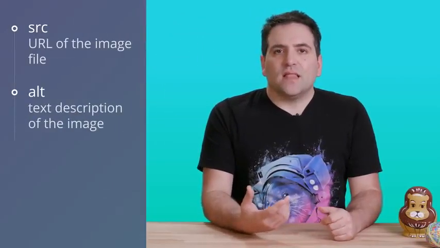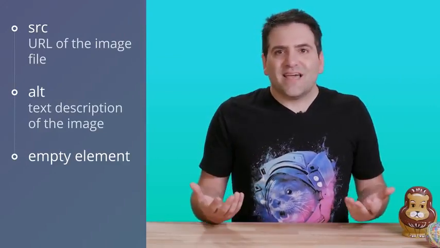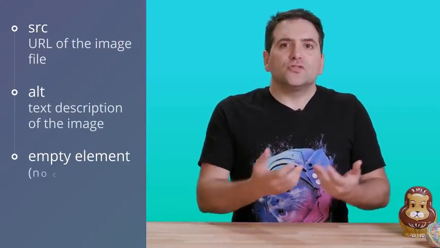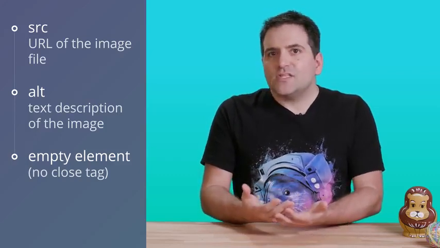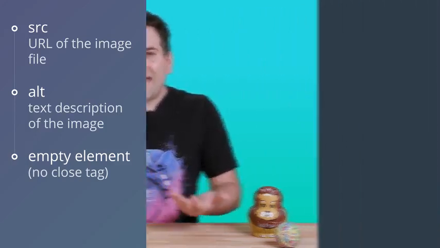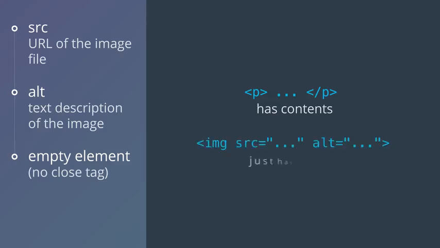And the img element is an empty or void element, like br. It doesn't have any textual contents, and there's no close tag for it. Remember, contents of an HTML element would be text between an open and a closed tag, like a P element. In the sense that we're using here, the src and the alt on an image tag are not contents. They're HTML attributes of that element.